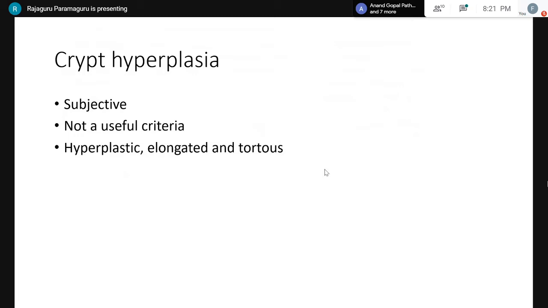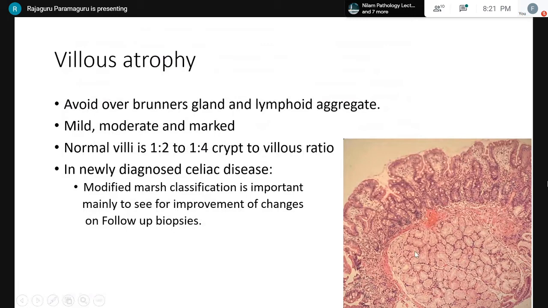So for the classification purpose, it can be used. Then is the villus atrophy. The image which I have shown to you here has a Brunner gland, and this particular mucosal punch is including the Brunner's gland. And here if we see the villi, they look atrophied, but actually this is a completely normal biopsy and normal mucosa.